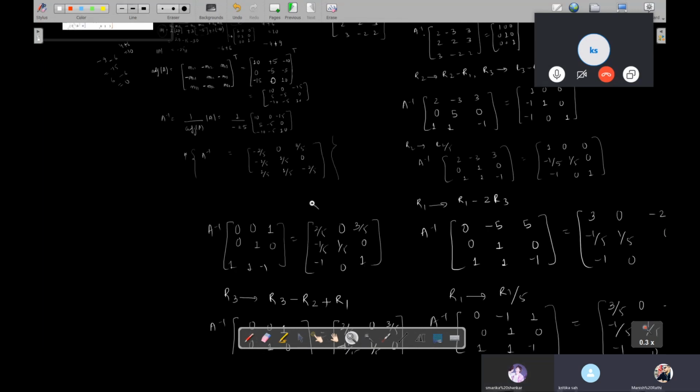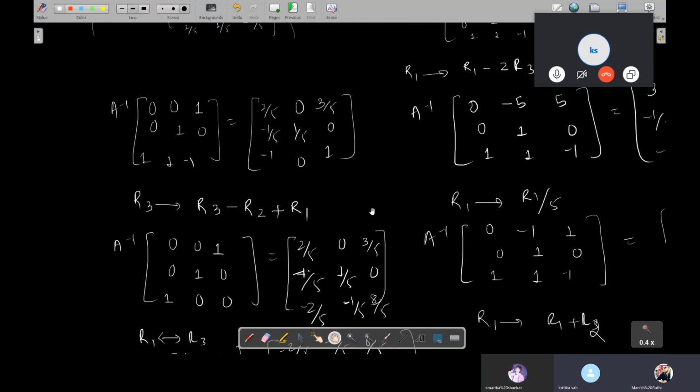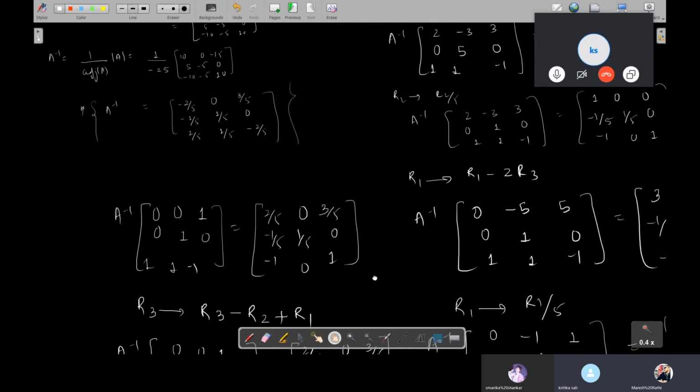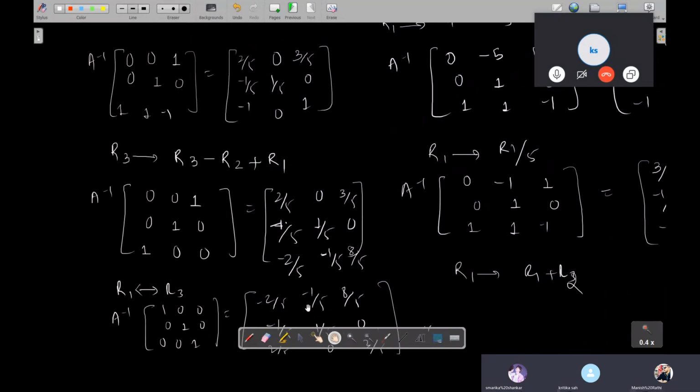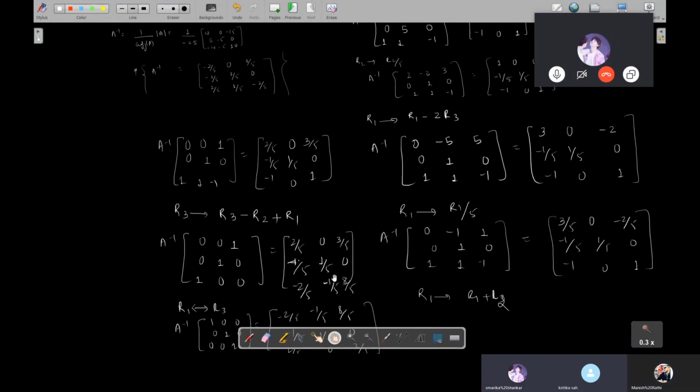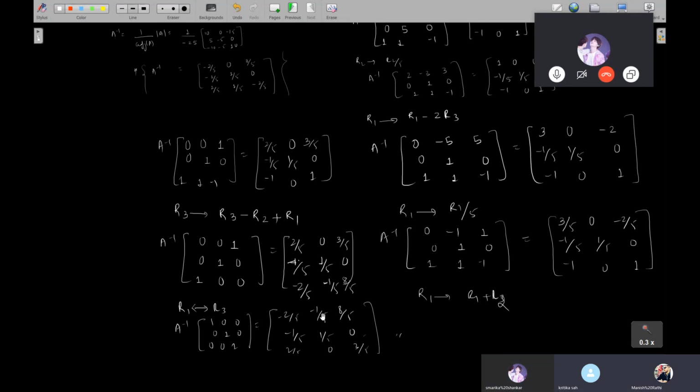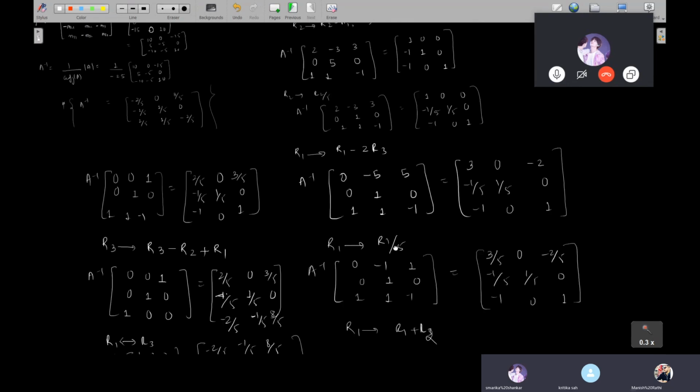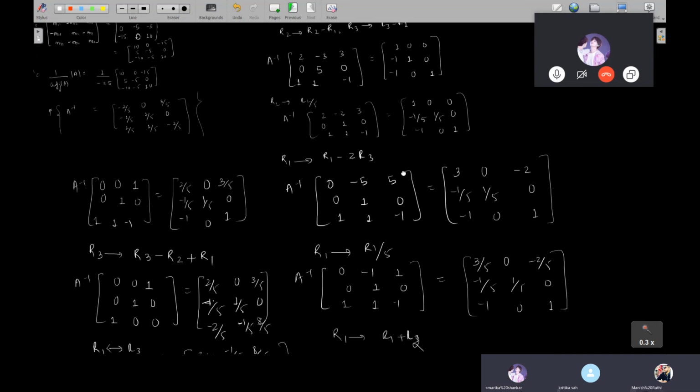If I see over here, my answer is something: minus 2 by 5, minus 1 by 5. Somewhere we have made a mistake now. Minus 2 by 5, minus 1 by 5, minus 1 by 5, 1 by 5, 0, 2 by 5, 1 by 5, 3 by 5. So our R2 is as it is, but R1 and R3, if you see, there is some mistake. So we need to check our steps again from here. Let us check if any mistake was made.